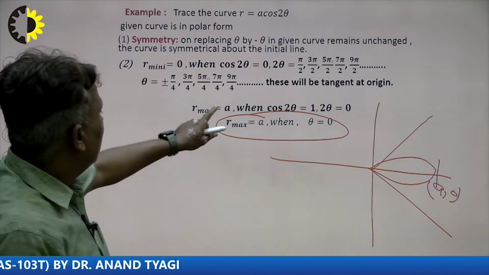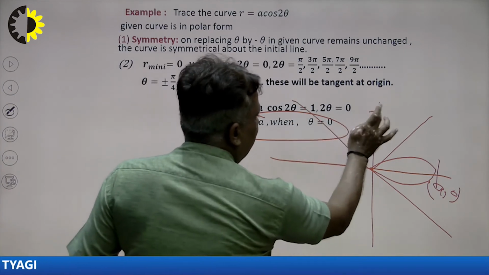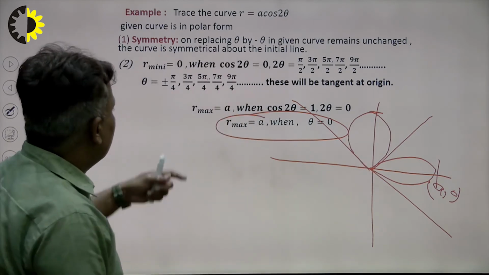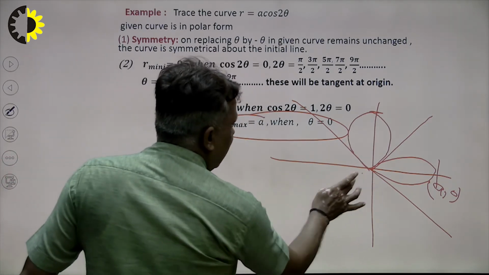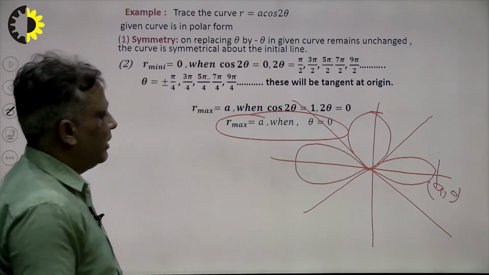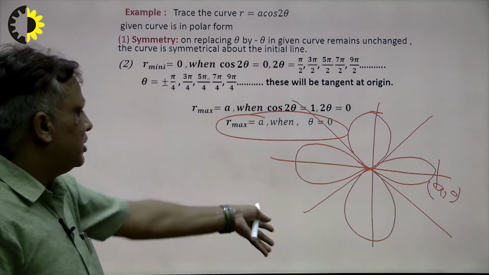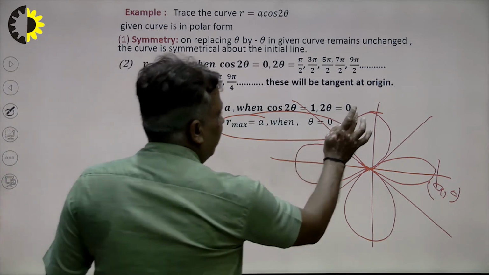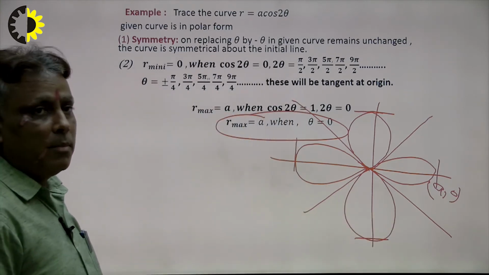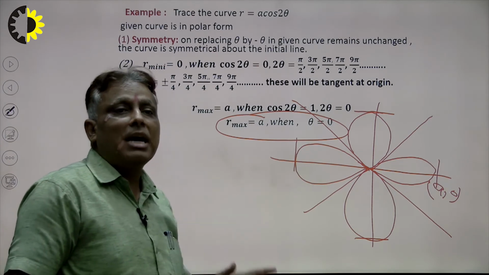The second loop lies between pi by 4 and 3 pi by 4, 3 pi by 4 will be here, and this will be a. Because r maximum is a, this is the second loop. The third loop lies between 3 pi by 4 and 5 pi by 4, and that will be the third loop. The next loop is between 5 pi by 4 and 7 pi by 4. So in this way we find without any calculation that 4 loops exist here. At each and every point the tangent is parallel to the x-axis, this and this and this. In this way we solve our problem with the help of only 2 things: first is symmetry and second is r max and r minimum.